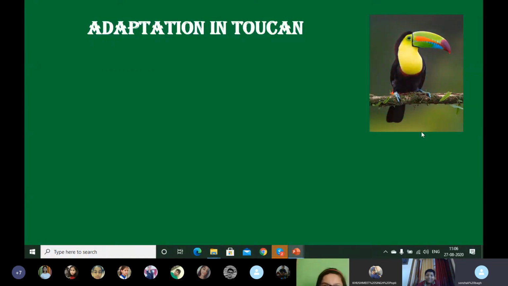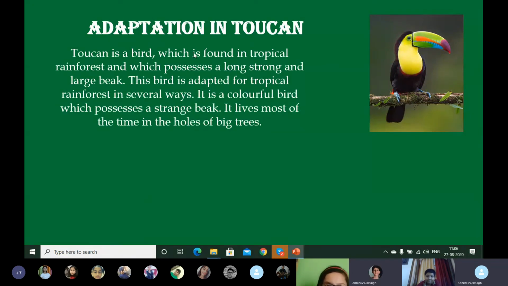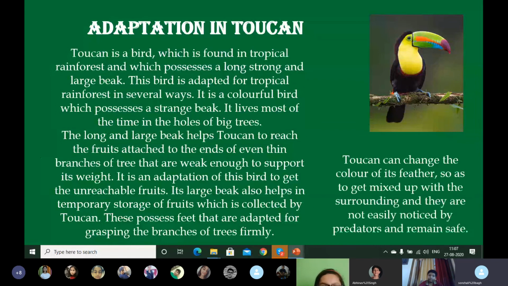Can you see the toucan bird? It lives in the rainforest and possesses a long, strong, large beak. The bird is adapted for the tropical rainforest in several ways. How? See, it is colorful and has a strong, strange beak. Why? I have written it down and I'm just explaining it to you. At the end, we can read these slides later.